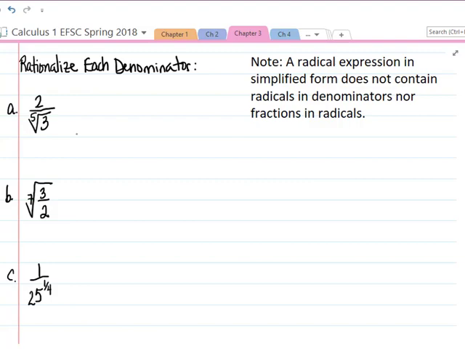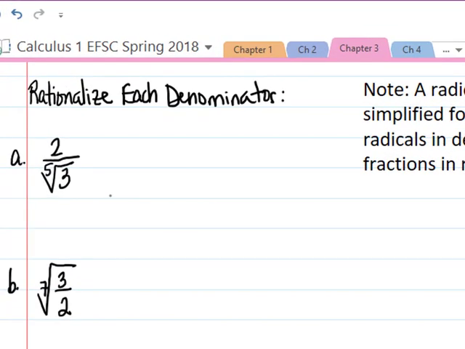So let's start with A. We have 2 over the 5th root of 3. The procedure that we're going to use is to multiply the expression by 1 in a special way. We're going to multiply by the 5th root of something in both the top and the bottom. The challenging part about this is you have to think about what you want to end up with and then work backwards to determine how to do that.